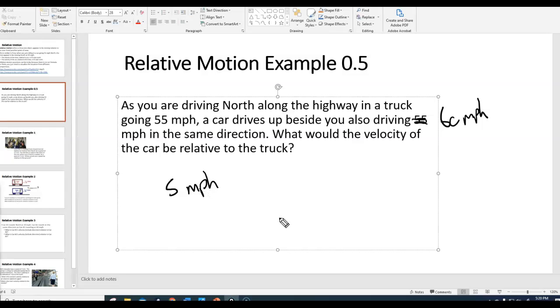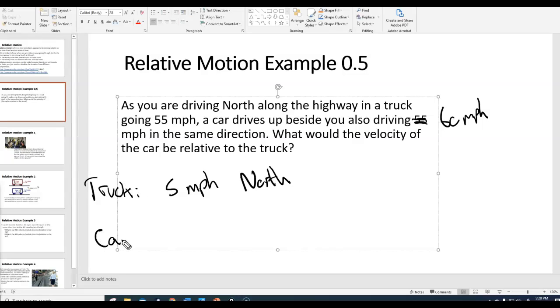Okay, and again, the way I get that is because even though the car is going 60, you're going 55, and so from your perspective, it only looks like it's going a little bit faster than you are. Okay, so it's going to pass you, but it's not like it's going to zoom past you because they're both going pretty quickly. So I would say the velocity of the car relative to the truck is 5 miles per hour north. Okay, so this is relative to the truck.